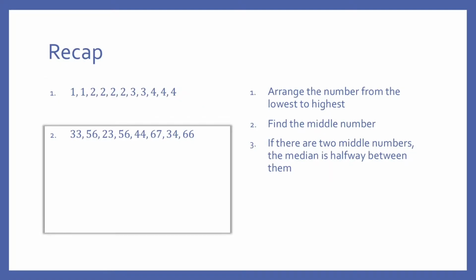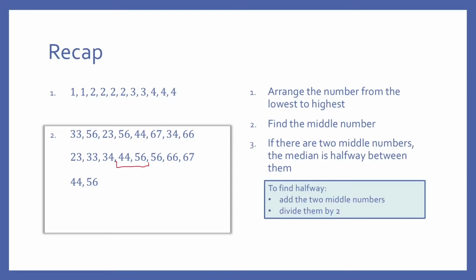Now, for the second question, first thing is to arrange the numbers from lowest to highest. Find the middle numbers, which is going to be these two. If there's two numbers, we find the halfway point. To do that, we add them together and divide it by 2. So 44 plus 56 is going to be 100. If we divide it by 2, then it's 50. So the median is 50.